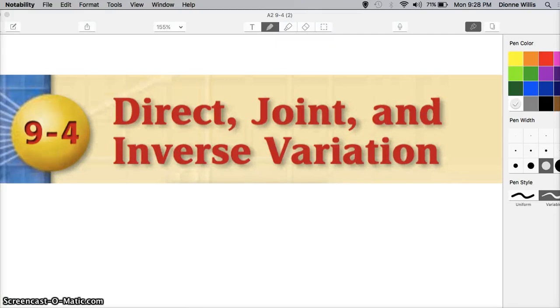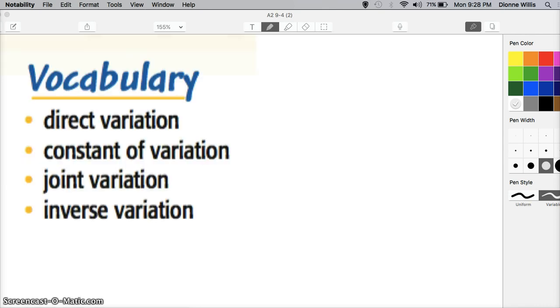Hey, Algebra 2 friends, here we are in section 9.4 of chapter 9, and we're going to be talking about direct, joint, and inverse variation. And that leads us directly to our vocabulary.